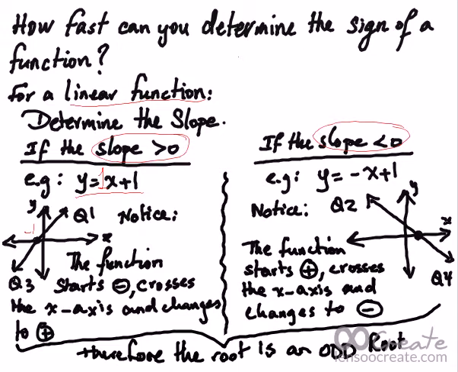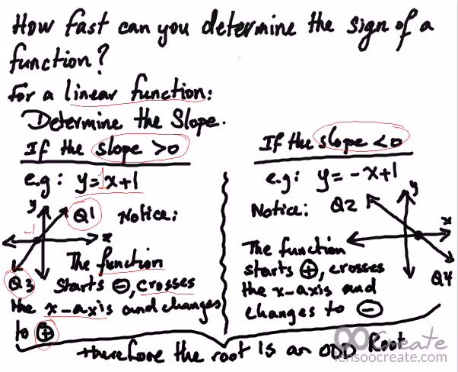Since it has a positive slope, the function will start from quadrant 3 and end in quadrant 1. So as you see, the function starts from being negative in quadrant 3, it crosses the x-axis and changes to positive.